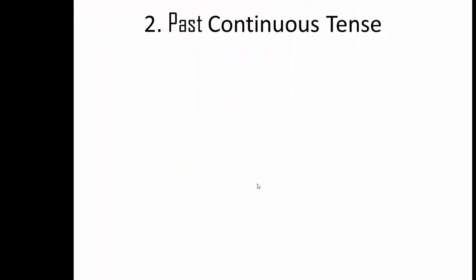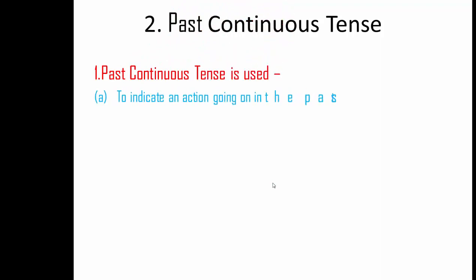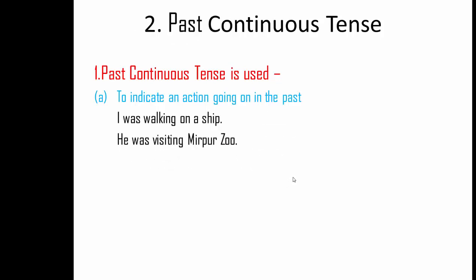Okay, next, past continuous tense. Past continuous tense is used to indicate an action going on in the past. I was walking on a ship. He was visiting Mirpur Zoo. This action was happening in the past and continued for some time in the past. Okay. They were going to Dhaka. That means continuing to Dhaka.